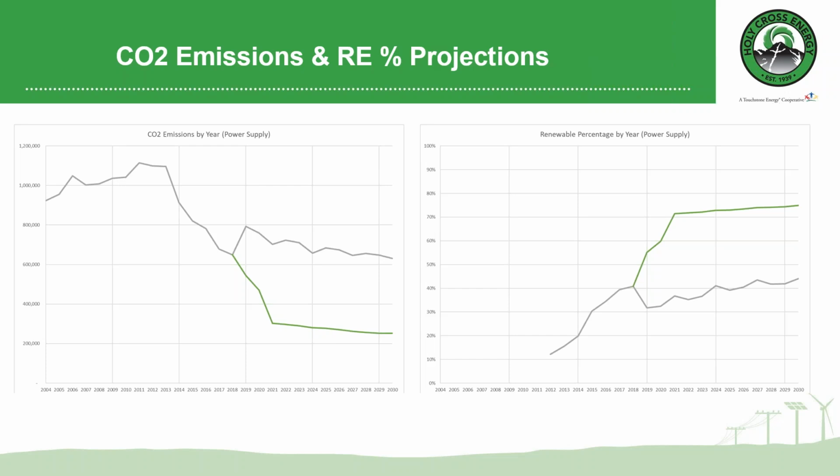Here are a couple graphs kind of showing how we're going to get there. The gray line is what it would look like if we didn't do some of the stuff that we're trying to be progressive with. And the right graph kind of shows renewable energy percentage and where we're trying to get.